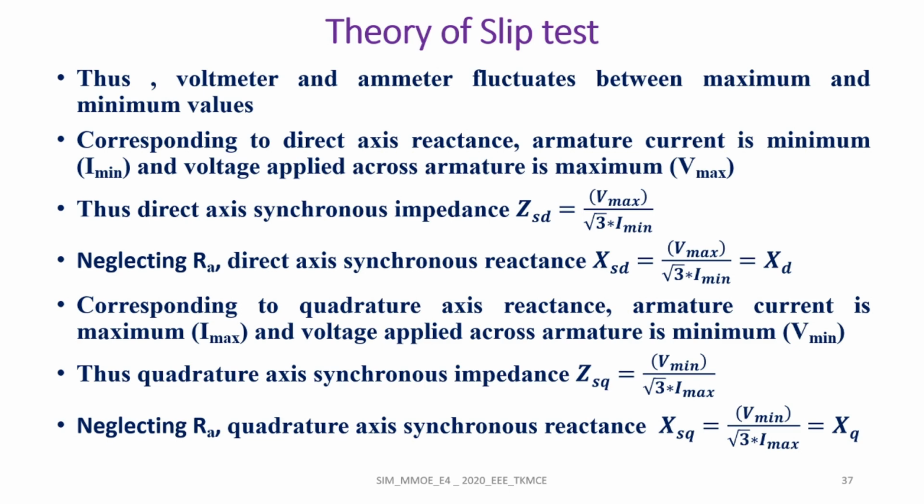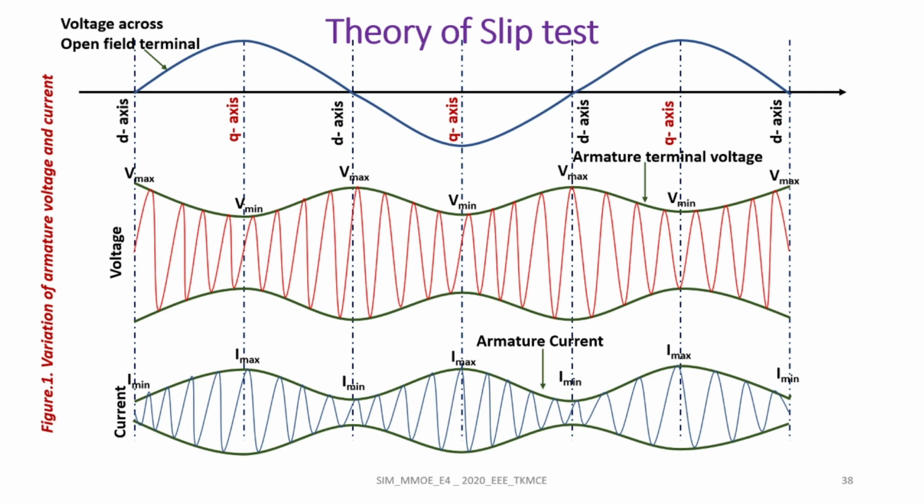Thus, quadrature axis synchronous impedance ZQ is equal to V min by root 3 into I max. Neglecting armature resistance, quadrature axis synchronous reactance XQ is equal to V min by root 3 into I max. So this is the oscillogram observed during slip test.